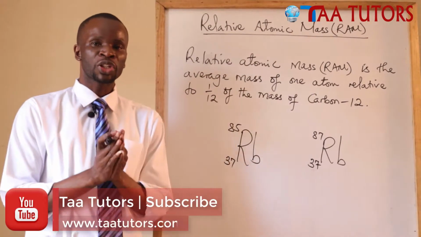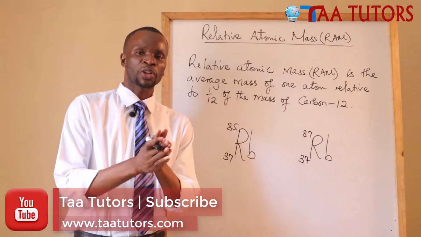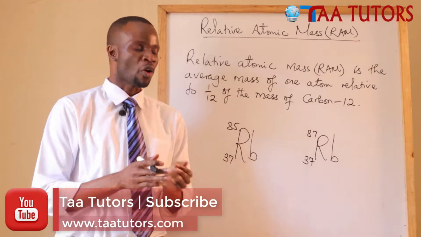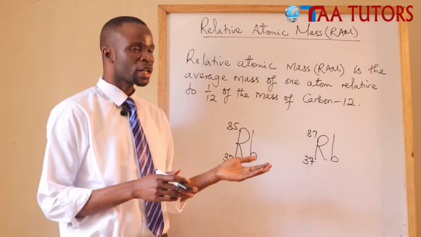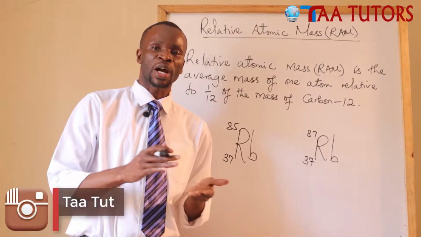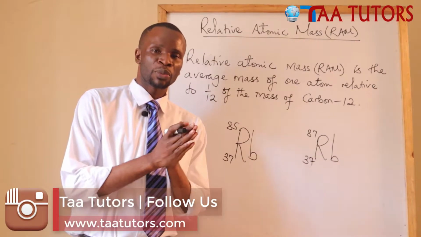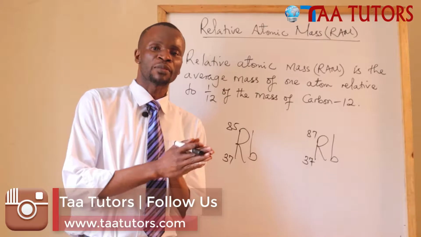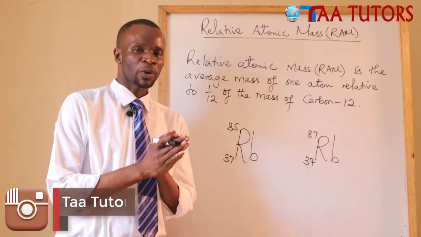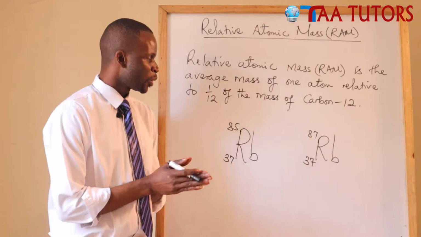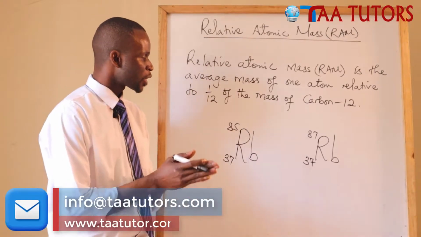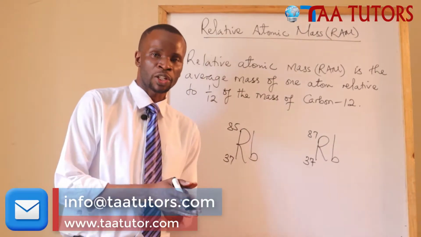Because in the periodic table, we have to put one rubidium. We are not going to indicate two of them. We saw magnesium in our last lesson had 3 isotopes, but in the periodic table, we only have one position for magnesium. So to deal with that problem, we need to get the average mass of these rubidium atoms.